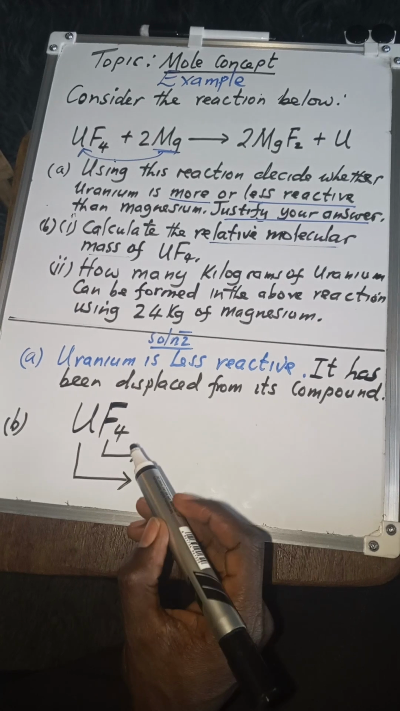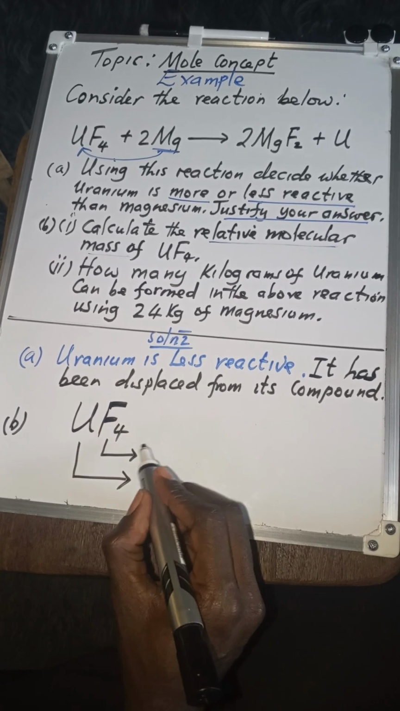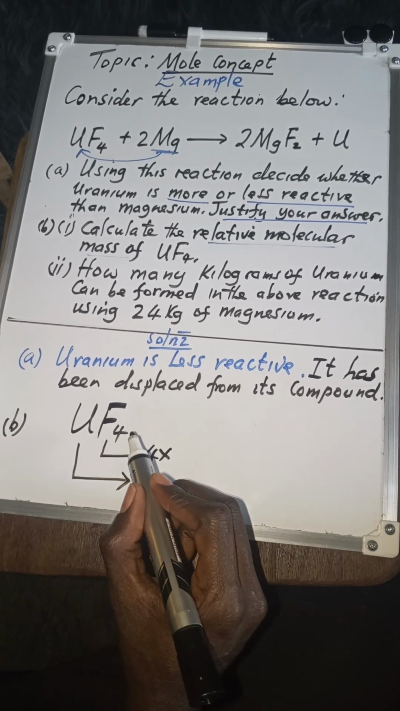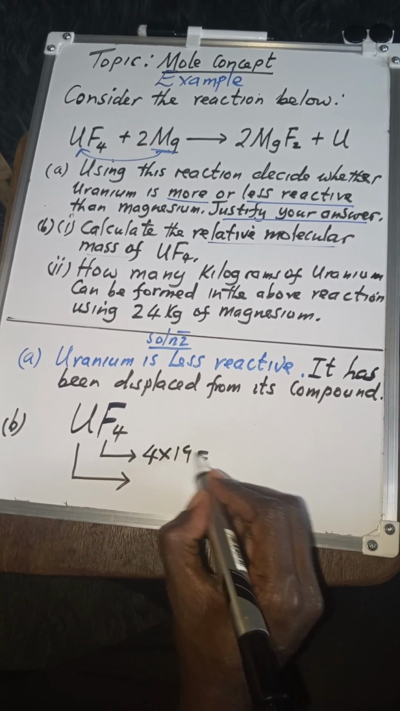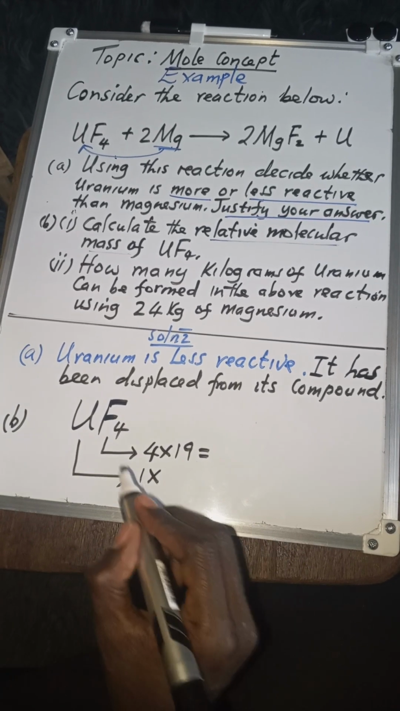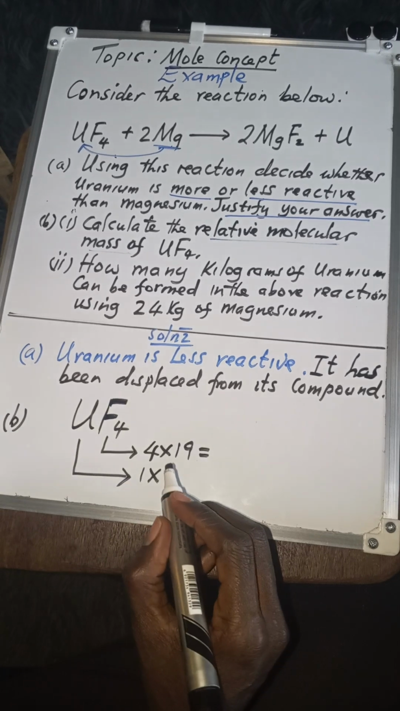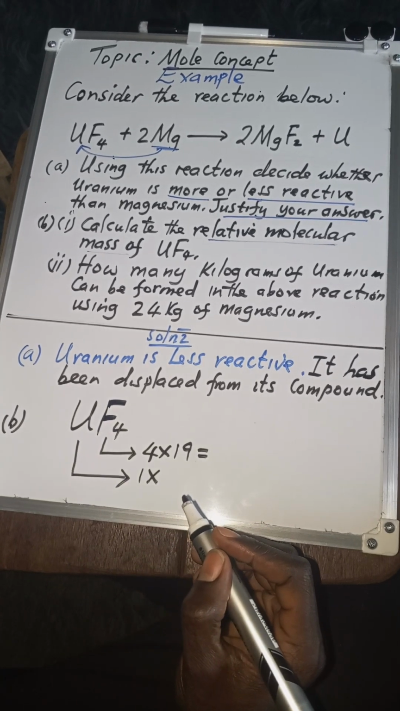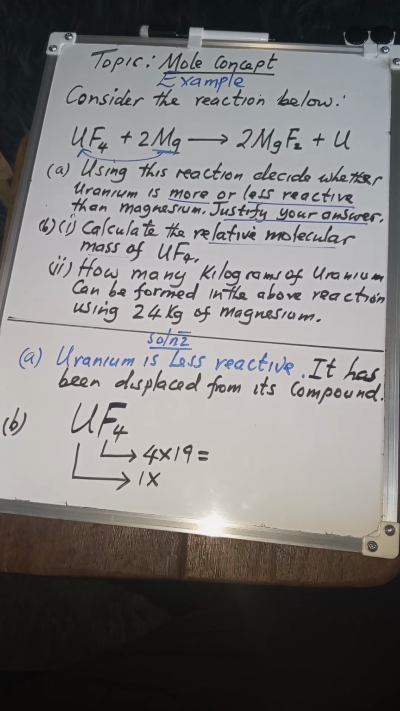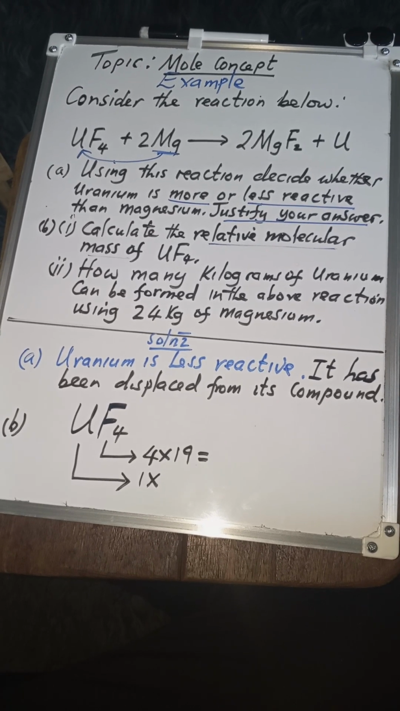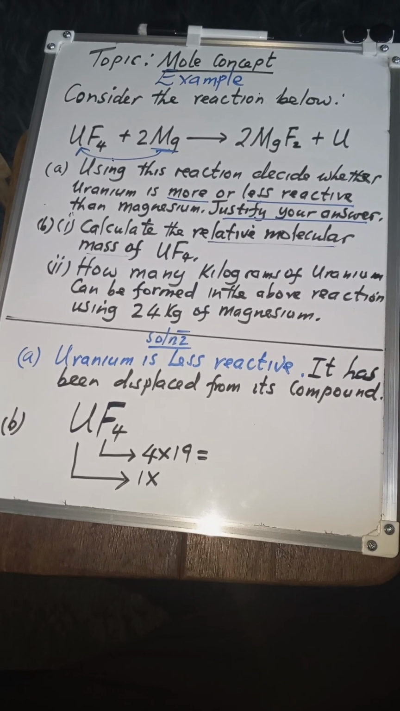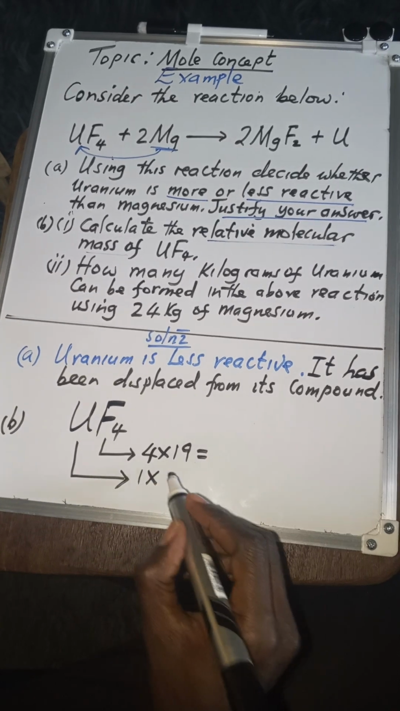So for fluorine, how many fluorine atoms are there? There are 4, multiplied by the atomic mass for fluorine, which is 19. So we are going to multiply. Then uranium is just 1 multiplied by the atomic mass of uranium, which, let me slightly check the periodic table so that I can confirm. Using the periodic table, it is 238.